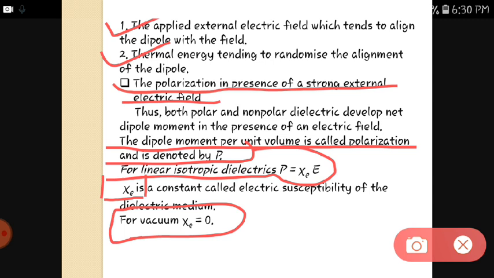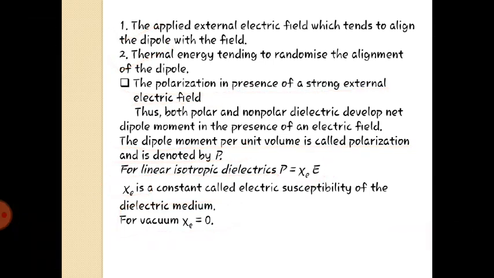What we get, the single conclusion from all of this discussion: polar molecules as well as non-polar molecules give us a net dipole moment when an external field is applied. This is the main conclusion, and we got the formula for P, which is chi_E times capital E. Alright, so this is all about it.